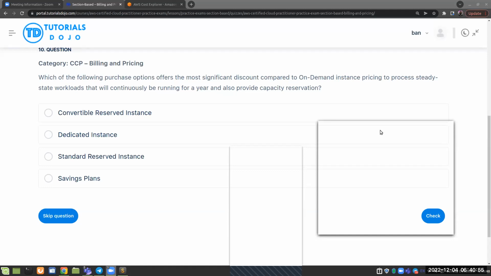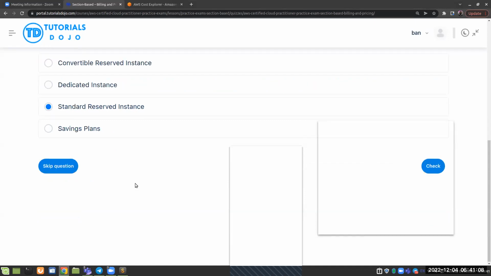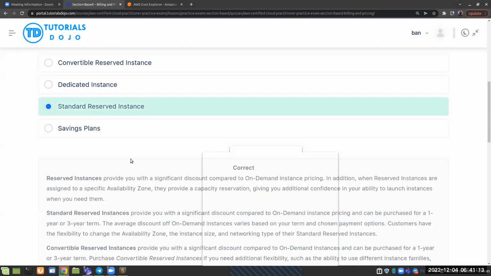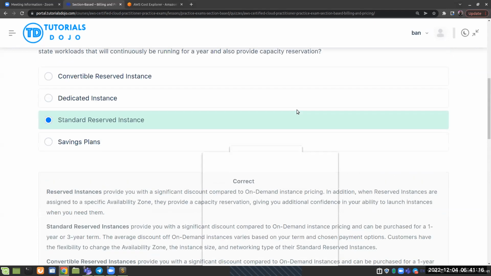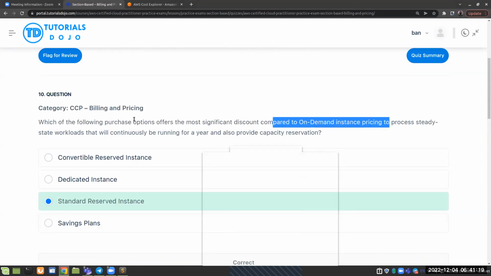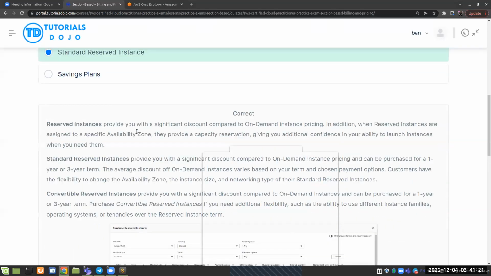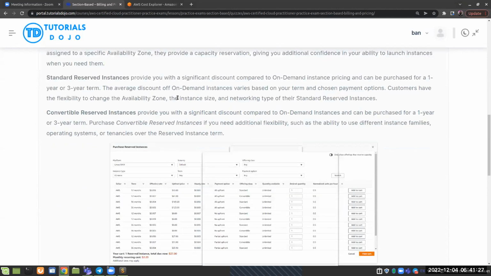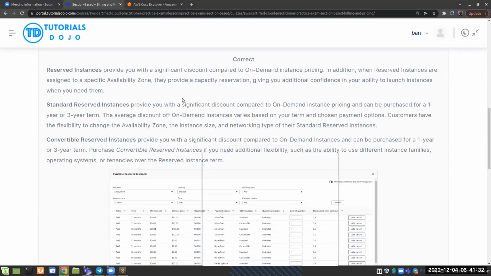Okay. Yeah, I see two people, I think. Yeah, three people say C. Three people say C. So let's go for that. So correct is standard reserved. The keyword here also is to process steady state workloads, right? So in general, reserved instances are for steady state workloads, right?